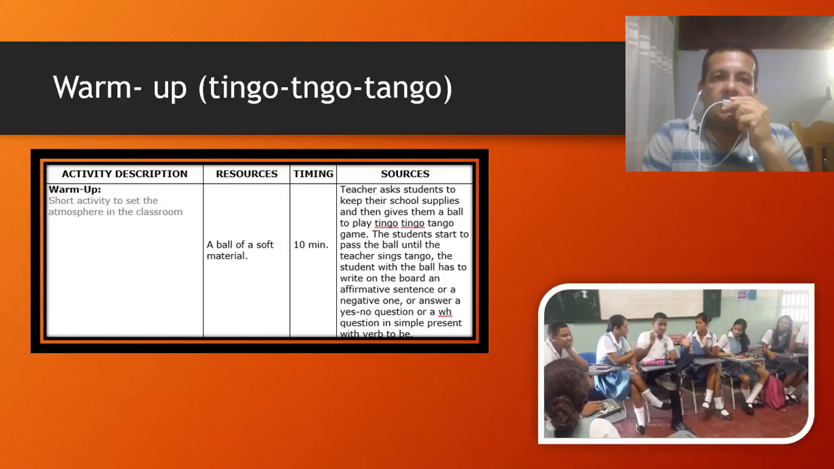The procedure is teacher asks students to keep their school supplies and then gives them a ball, and students start passing the ball until teacher sings tango. The student with the ball has to write on the board an affirmative sentence or a negative one, or answer a yes/no question or a WH question using verb to be in simple present.